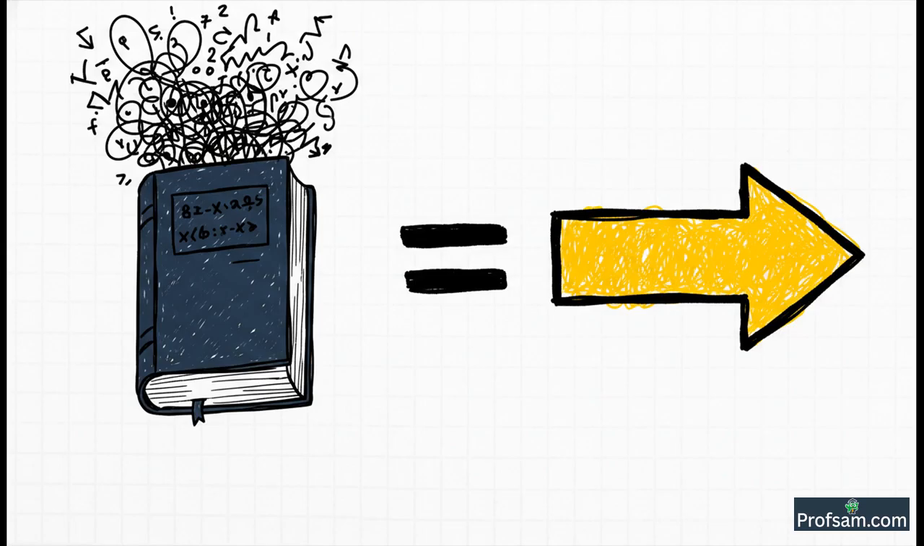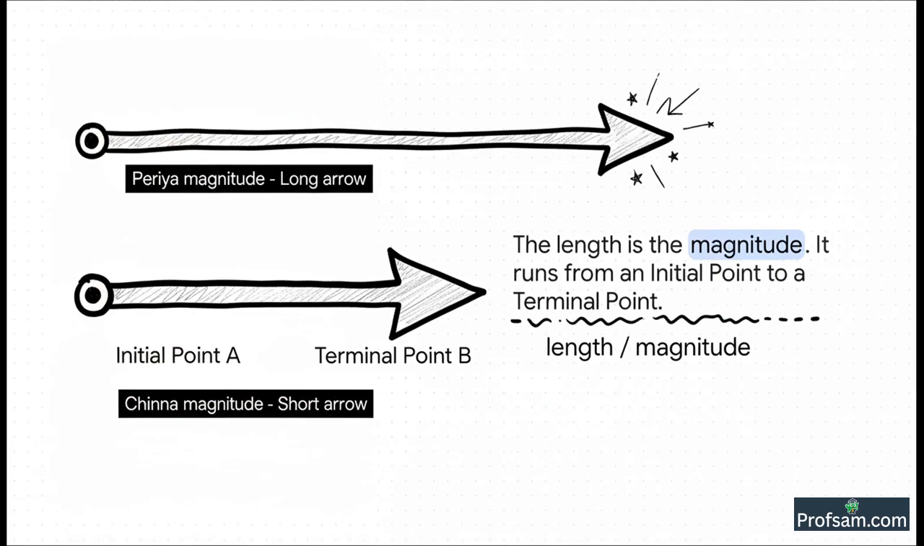It's just a fancy name for a simple arrow. That's all it is. So, if you look at this arrow, the starting point, A, that's what we call the initial point. And the end point, B, where the arrowhead is, that's the terminal point.